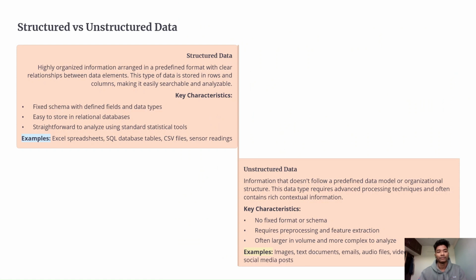Now the second part, discussing the difference between structured and unstructured data. Now let's talk about the data types. Structured data is neatly organized data in rows, columns, and clear relationships, for example Excel sheets, SQL tables, sensor readings. Unstructured data, whereas, has no fixed structure, like images, videos, text, or social media posts. It's rich in information but harder to analyze.